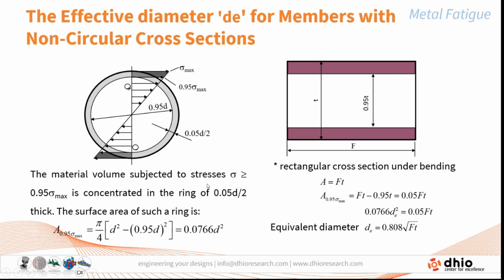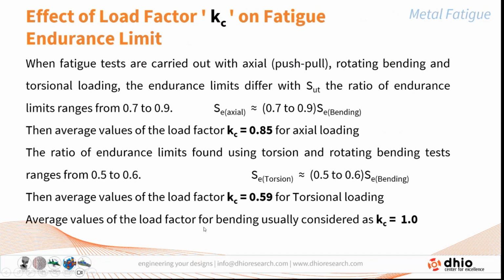If it is not solid but hollow, we look at the 95% area and the stress which is induced, and we calculate this. And if it is other than circular, let us say a rectangular cross section, for which the cross section area is F into T, and the 95% of the maximum stress area is going to be this. Now, using this, when you compare with the standard diameter, we get D equal to 0.808 root of FT. So these dimensions can be taken for evaluating the factors affecting the size.